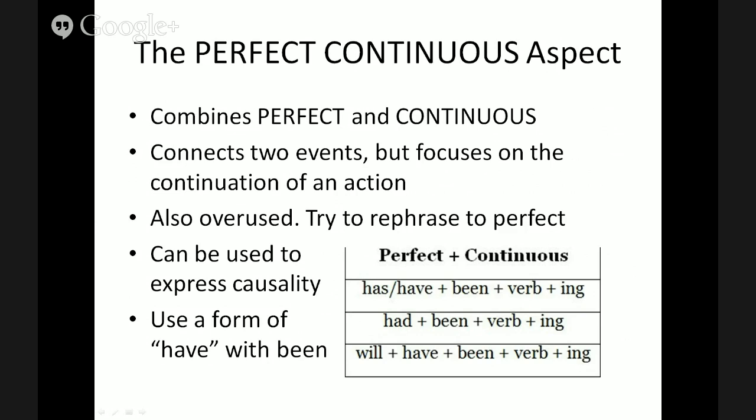It can be used to express causality. And you use a form of have with been. So been is actually your, it's the past participle of perfect, but it's also the be verb of the continuous.